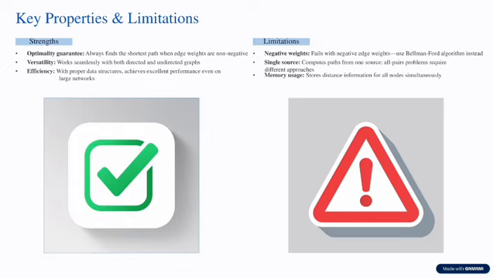Next is efficiency. With an efficient data structure like a priority queue or min-heap, it achieves excellent performance, especially in sparse or large networks.